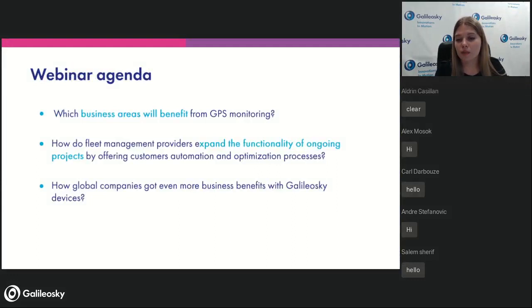Firstly, a few words about the webinar. Today we will talk about in which industries GPS trackers can be used. We will discuss how GPS system integrators expand functionality under their projects, offering processes optimization to their customers. Finally, we will share what results global companies have achieved using Galileosky hardware.